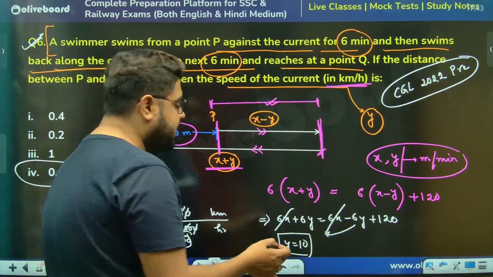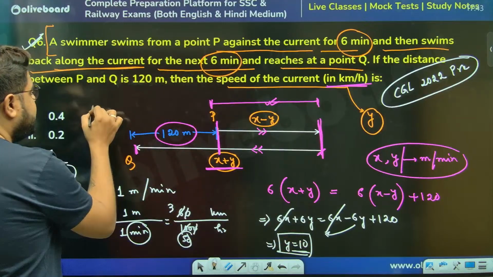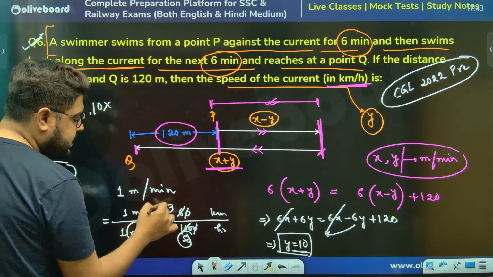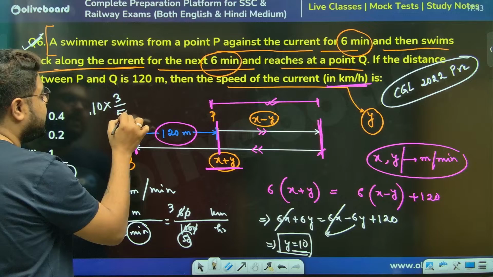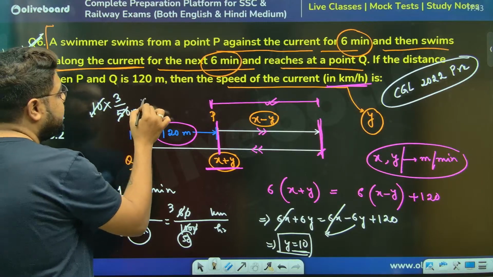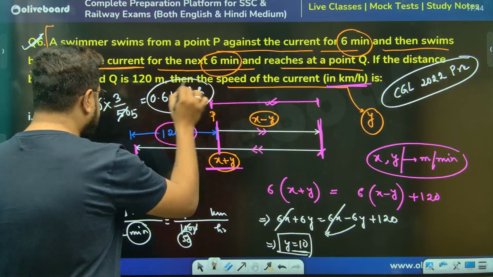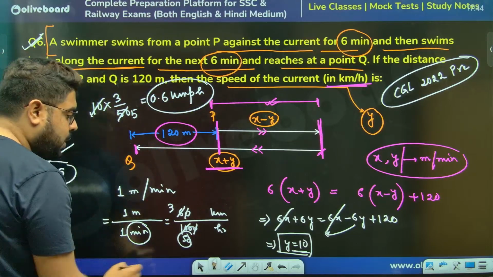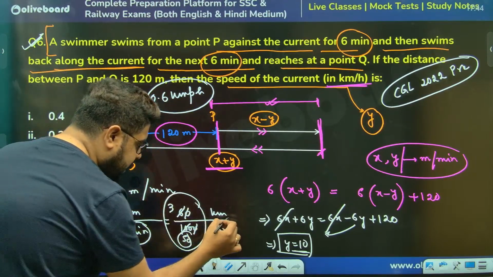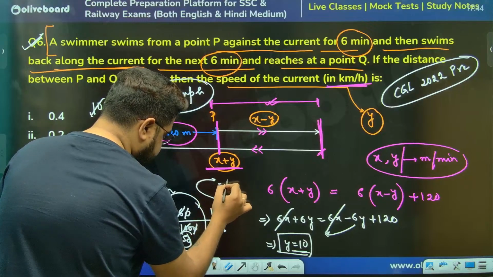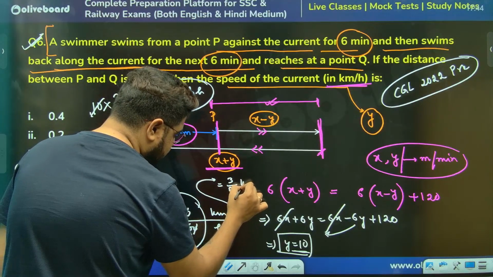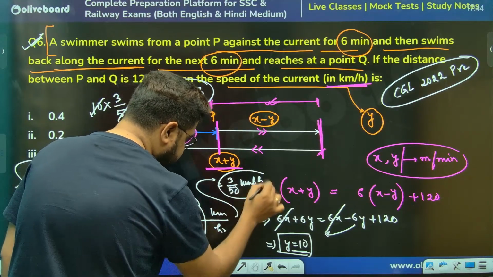So the answer will be 10 into 3 divided by 50, which is 3/5. That means 0.6 kilometer per hour. So any conversion factor you can figure out like this. The factor is 3/50 kilometer per hour.